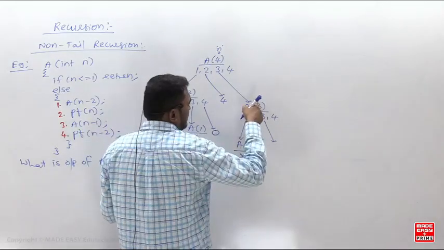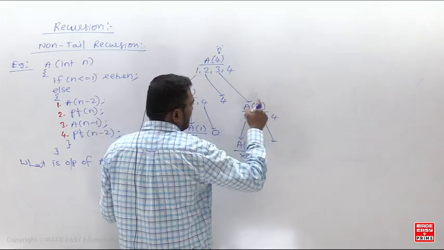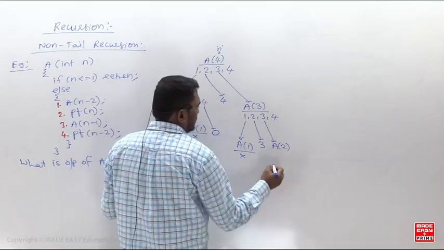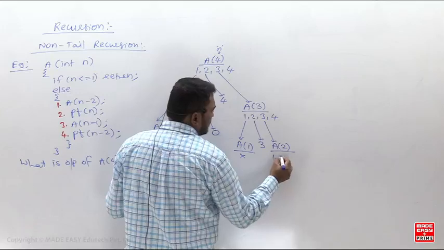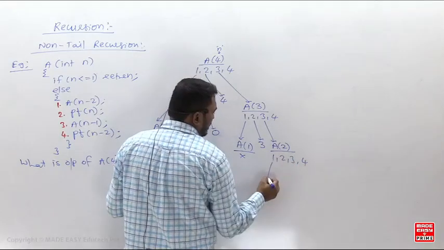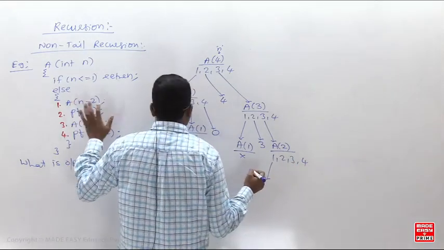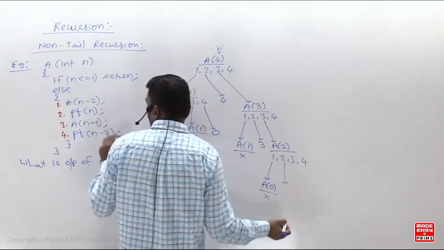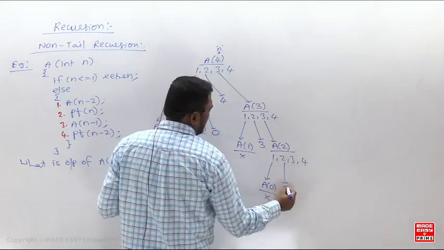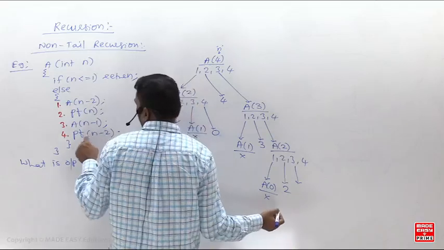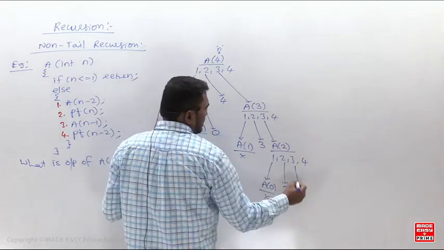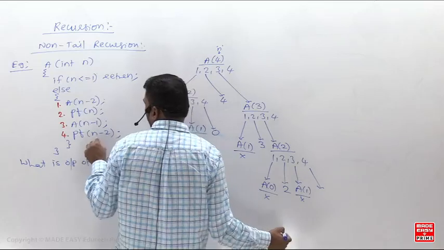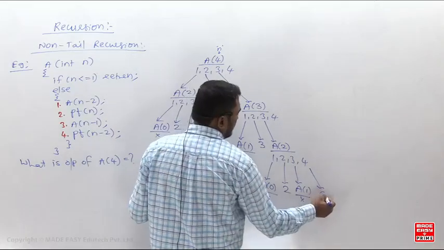N minus 1 means what? The n value is 3, so n minus 1 means A of 2. Next, you solve A of 2 again: 1, 2, 3, 4. What is the first statement? A of n minus 2, so that is termination, A of 0. Now the second statement, printf n. The n value is 2. Now the third statement, A of n minus 1, so that is A of 1. A of 1 means termination. Now the fourth statement, printf n minus 2. The n value is 2, and 2 minus 2 is 0.